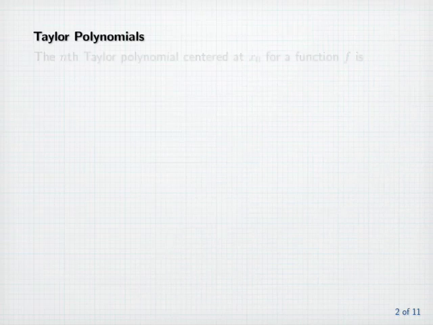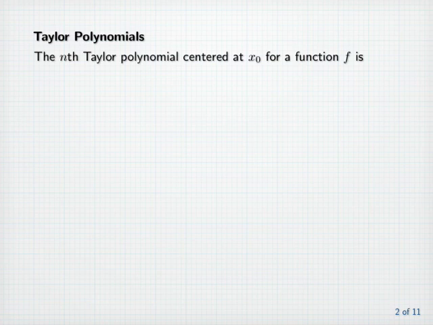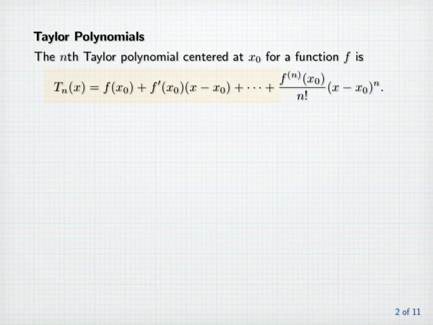Taylor polynomials. The nth Taylor polynomial, centered at x0 for a function f, is T sub n of x equal to f of x0 plus f prime of x0 times x minus x0, and so forth, up to the nth derivative of f evaluated at x0 divided by n factorial times x minus x0 to the n. These are just the terms of the Taylor series up to the degree n term.